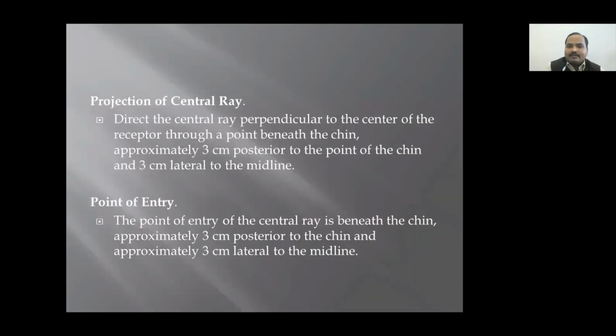In this case, the buccal surfaces of the posterior teeth are kept as a reference. Then projection of the central ray. In this case, it will be directed perpendicular to the center of the receptor through a point beneath the chin, approximately 3 centimeters posterior to the point and 3 centimeters lateral to the midline, because we are taking a lateral view. Then point of entry of the central ray will be beneath the chin and 3 centimeters posterior and lateral to the midline.